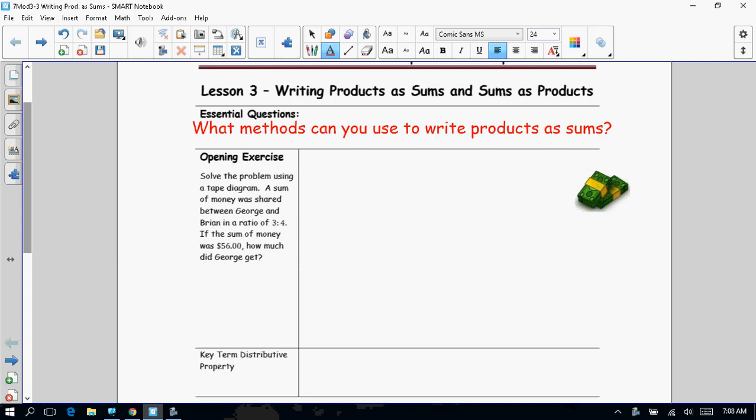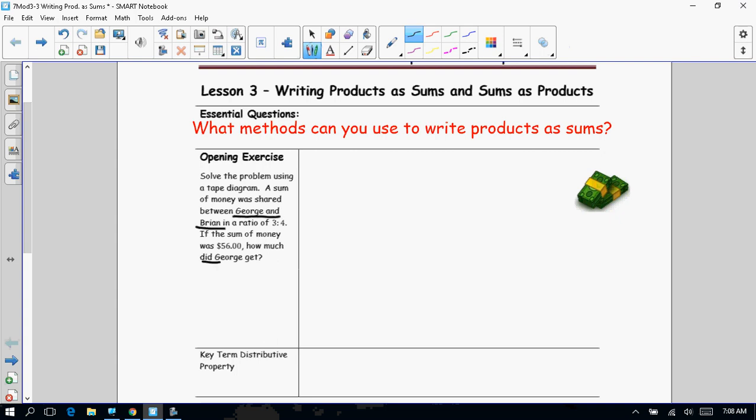A sum of money was shared between George and Brian in a ratio of 3 to 4. If the sum of money was $56, how much did George get? So we've got George and Brian. I want to know how much George has. I don't care about how much Brian has, but it's in a ratio of 3 to 4, and it's a total of $56. All right, so there's all of our great pieces of information that we need.